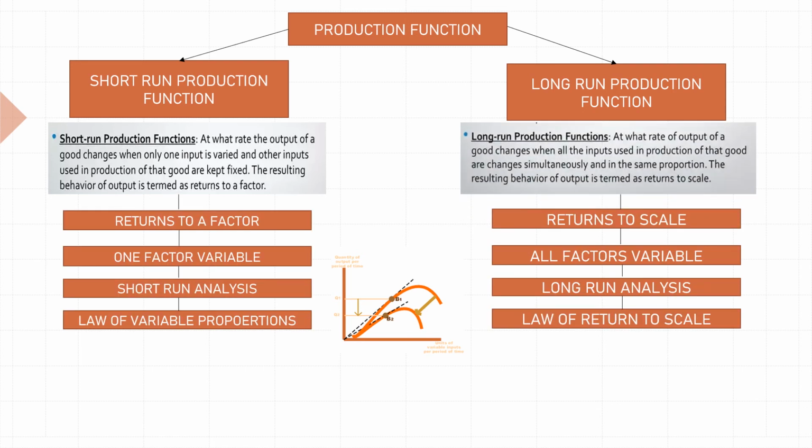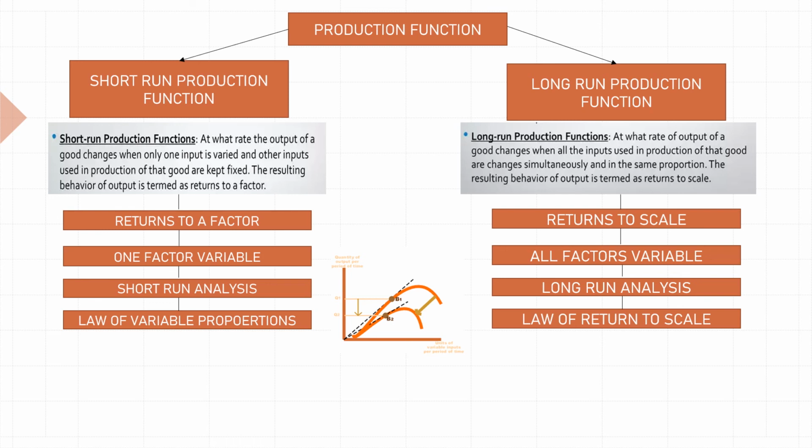The long-run production function looks at the rate at which output of a good changes when all the inputs used in the production of that good are changed simultaneously and in the same proportion. The resulting behavior of output is termed as returns to scale.